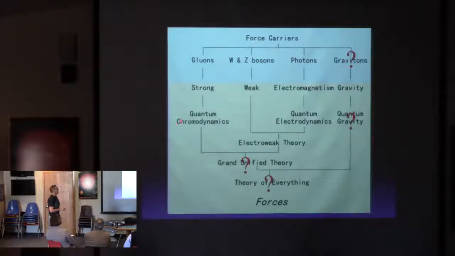Quantum electrodynamics and quantum chromodynamics come together with electroweak theory, but we can't unify them yet. And the grand unified theory and the quantum gravity, which we don't have, obviously we don't have a theory of everything. So there's a lot of job security over on this side.